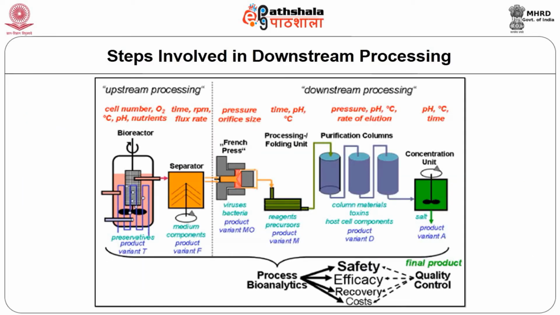This diagram gives the entire schema of upstream and downstream processing. It gives a clear picture starting from the isolation of microorganisms followed by improvement of the strains. Improved strains enter into the fermentation processes with the selective media in a specific bioreactor. Afterwards, they enter into the downstream processing for the product recovery.